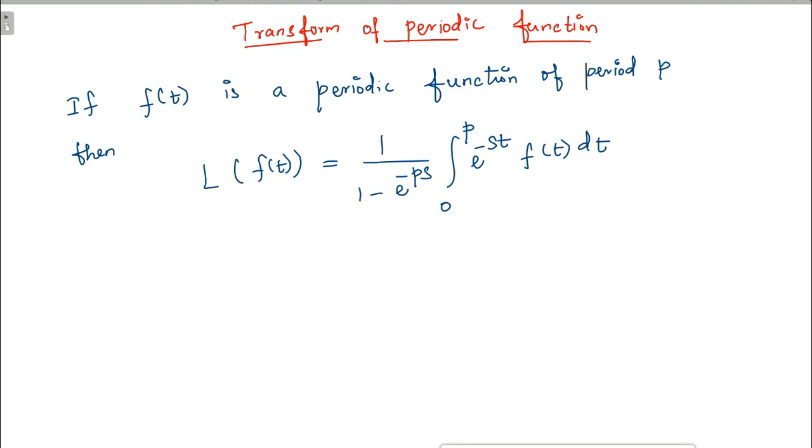I'm going to find the Laplace transform of a periodic function. A periodic function is a function whose graph repeats in the same interval, like sin x. The sin x curve is repeated in the same way from 0 to 2 pi.